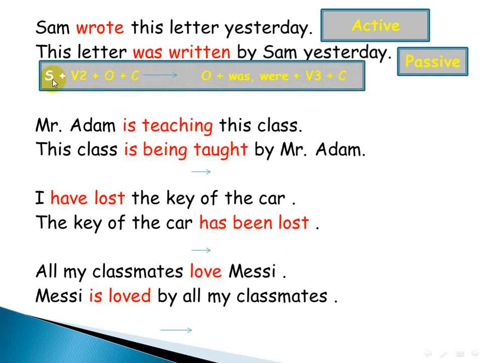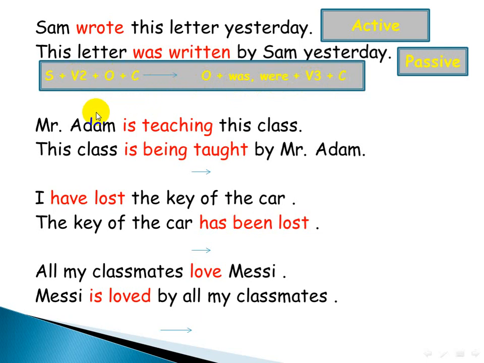The active sentence starts with subject, verb 2, object, complement. Complement means the rest of the sentence. You always start with the object, then was or were. You have to use one of them. Was for singular, were for plural, then verb 3, the past participle, and then the complement. So this is the general rule for how to transfer statements from the active voice to the passive voice in the simple past tense.